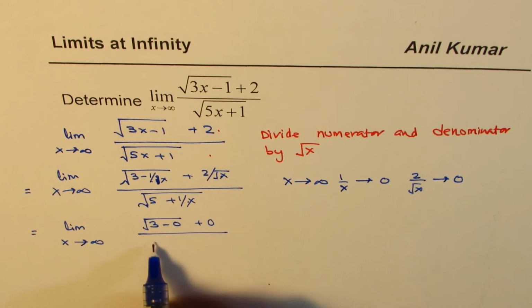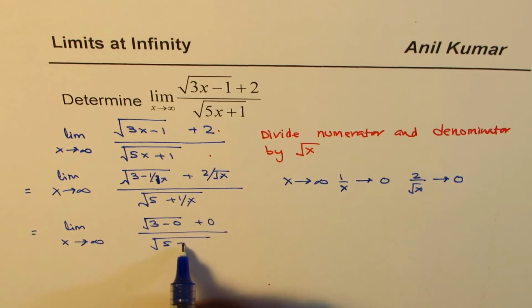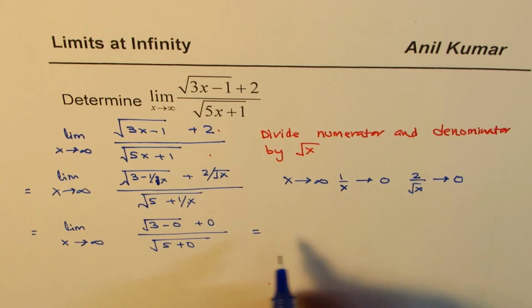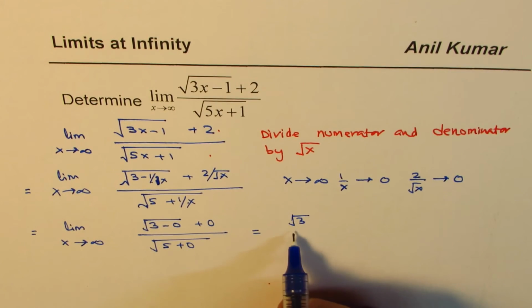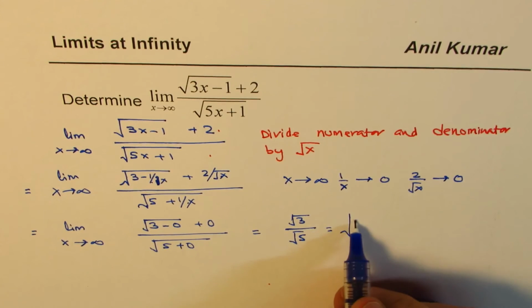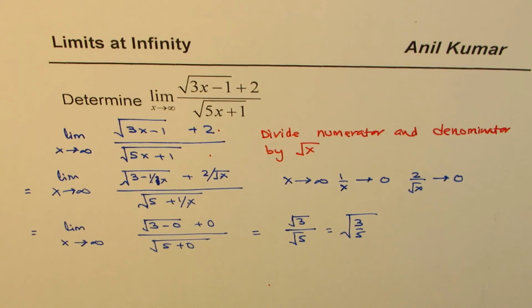Let me rewrite this for clarity. Divided by square root of 5 plus 0, and that is equal to square root 3 over square root of 5, or square root of 3 over 5. So that becomes the answer for the given question.